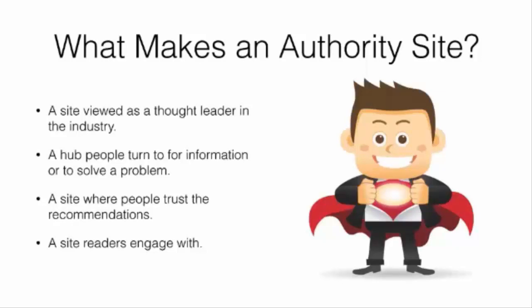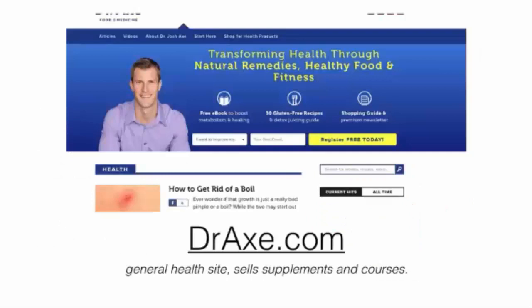Now let's look at a few sites that we consider to be authority sites in their own right. The first one we're going to talk about is drax.com. You can go and check it out. It is a site about general health, and the way they make money is they sell supplements and they sell courses. But the site also has a ton of content, ranks for millions of keywords, and that is how they generate their leads and their audience, and then they market to them whatever product they're selling. So really, really powerful authority site. You can go check drax.com.